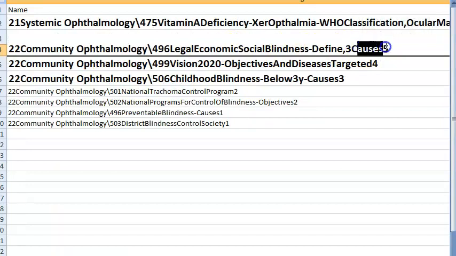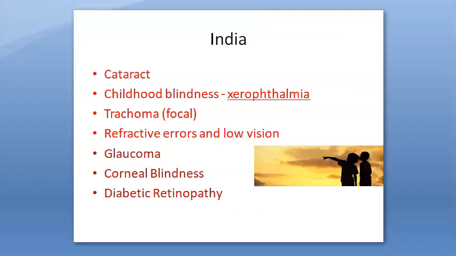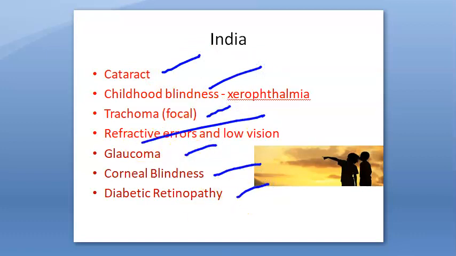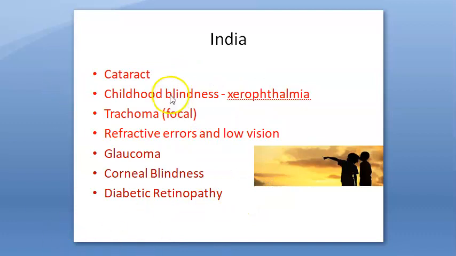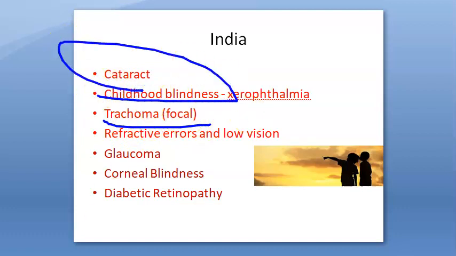Smart people are asking causes also. Causes, what will you write, guys? Causes, same thing. You write cataract, childhood blindness, xerophthalmia, trachoma, refractive errors, glaucoma, corneal blindness, diabetic retinopathy as main causes you can write. So top infective cause will be trachoma and onchocerciasis, and non-infective will be cataract, glaucoma, etc.